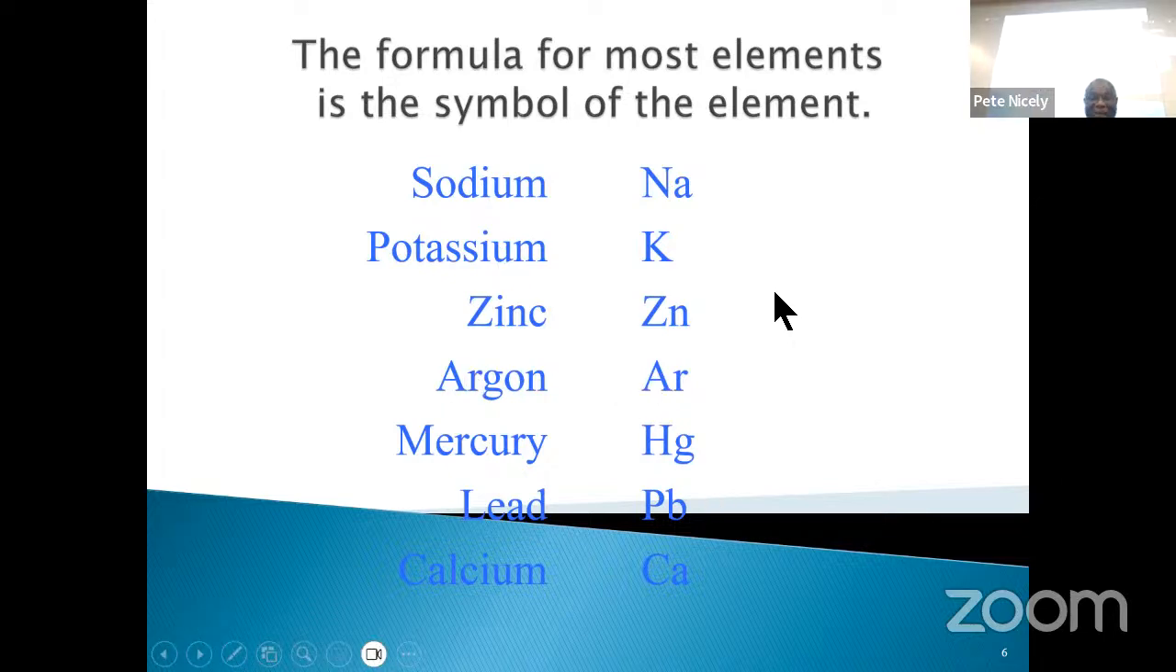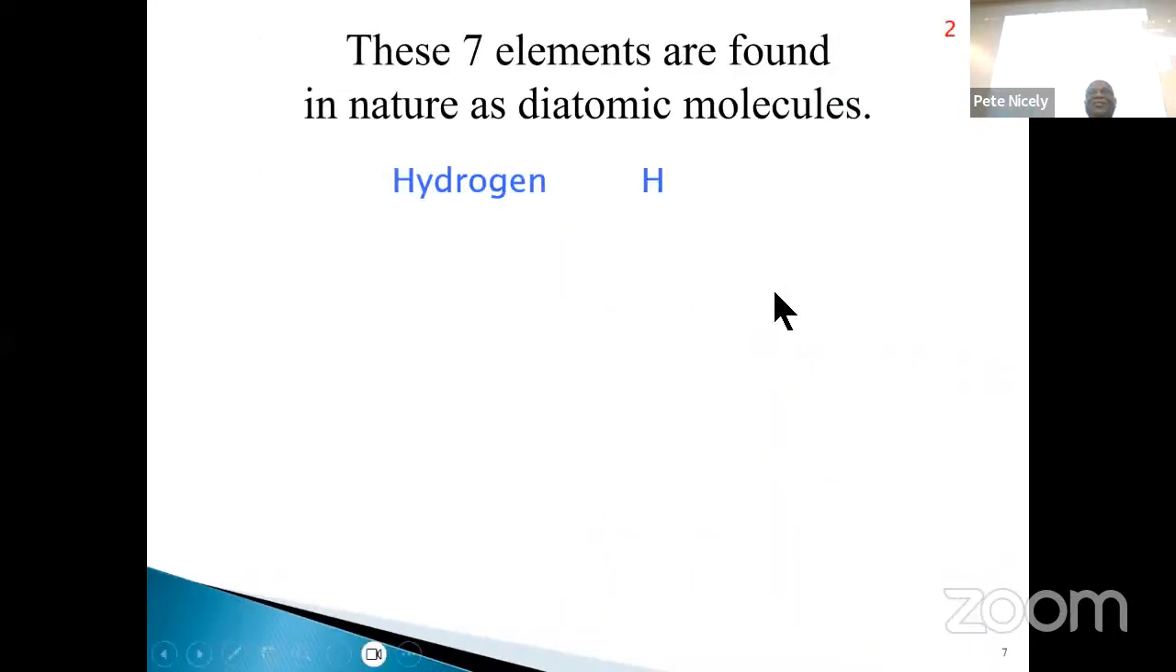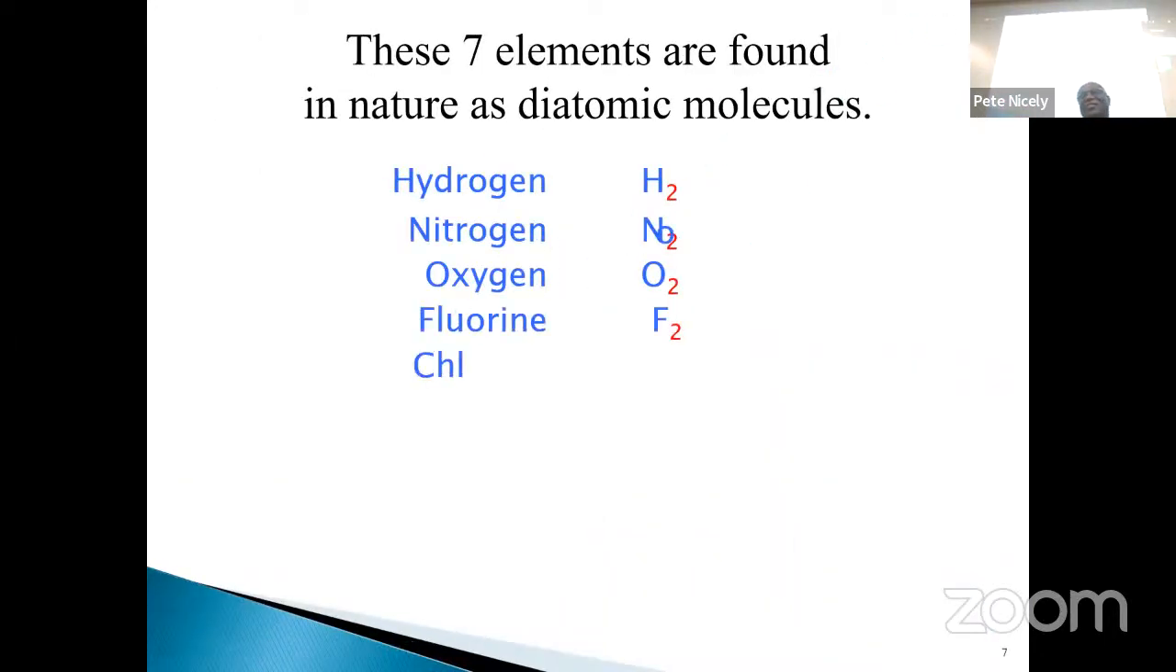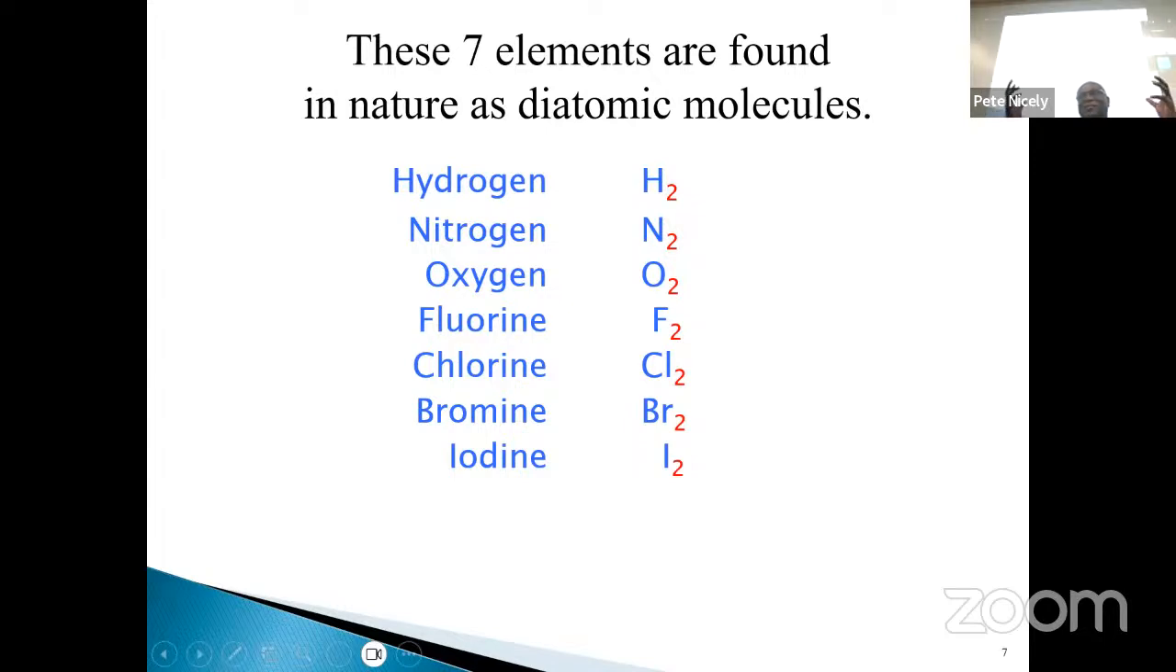Now, there are some elements that exist as what we call diatomic molecules, right? And there are 7 of them actually, right? So basically what this means is that in nature, they exist as 2 atoms in 1 unit, right? So for example, hydrogen, as it exists in nature, consists of 2 hydrogen atoms in 1 unit, 1 molecule, right? And the same is true for the others: nitrogen, oxygen, fluorine, chlorine, bromine, and iodine, all right? So I would strongly suggest that you memorize these, that they exist as diatomics, right?